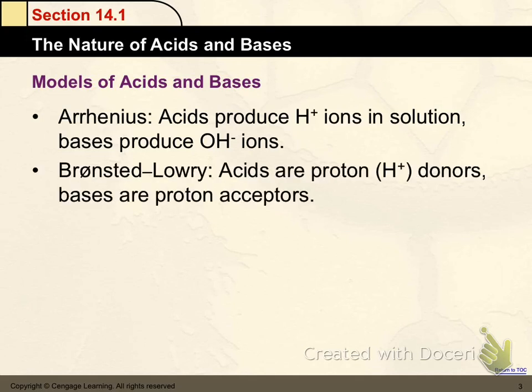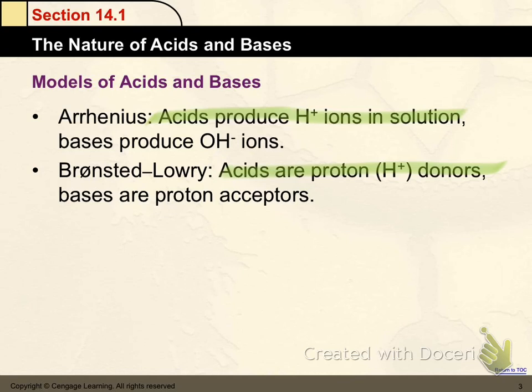Here's a second way to think about this. This is called the Bronsted-Lowry definition. In the Bronsted-Lowry definition, it says that acids are proton donors. They give protons away. And bases are proton acceptors. So you can see the difference here between the two. The acid definition is essentially the same thing, the difference coming with the base definition.